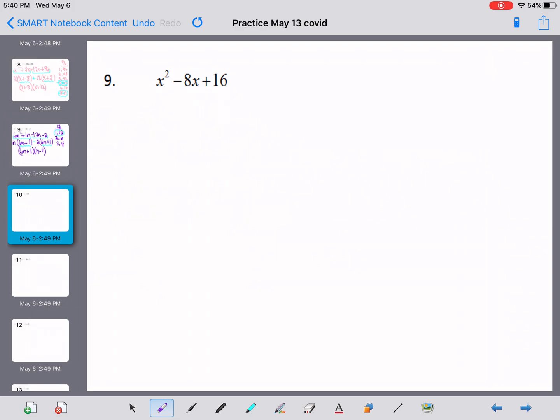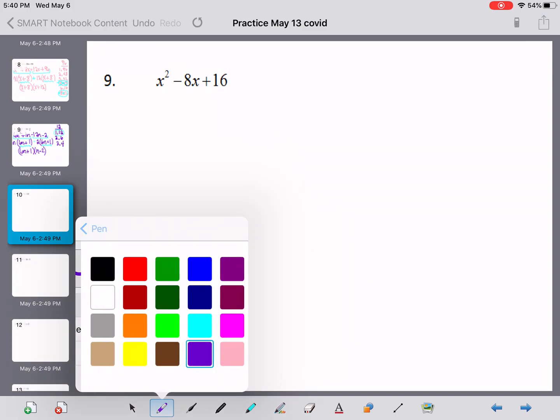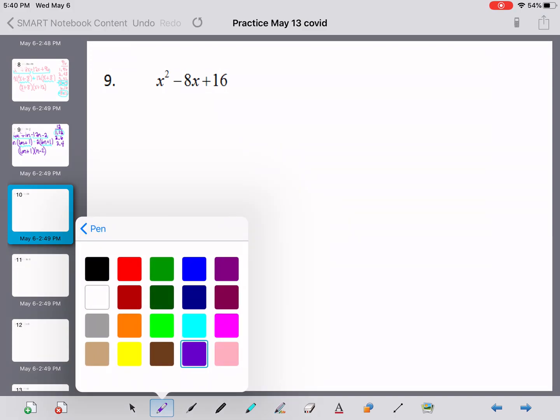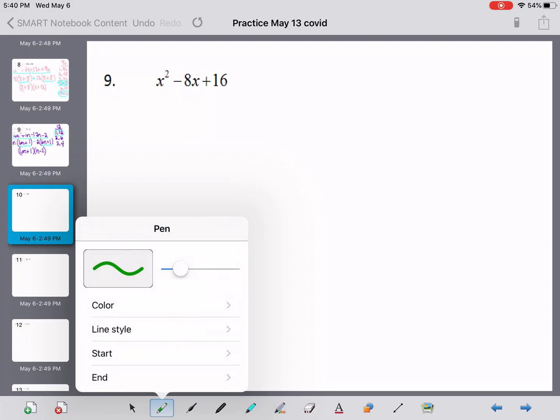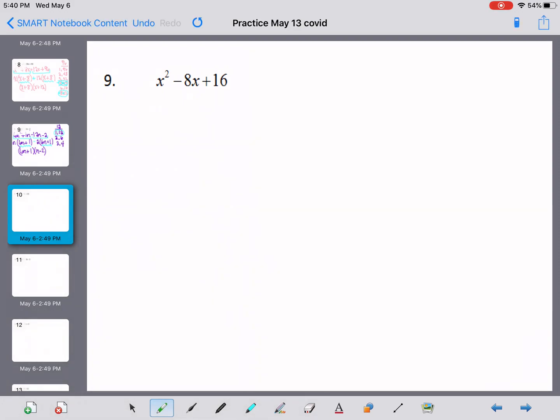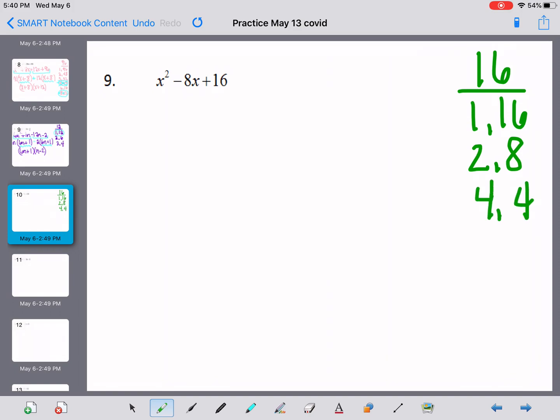Number 9, no number in front of the x squared. So as we take a closer look at this, when we start, we're going to do 1 times 16, which is 16. And the factors are 1 and 16, 2 and 8, and 4 and 4. And we want this to combine, either add or subtract, to be 8. So in this case, we're going to have negative 4 and negative 4.